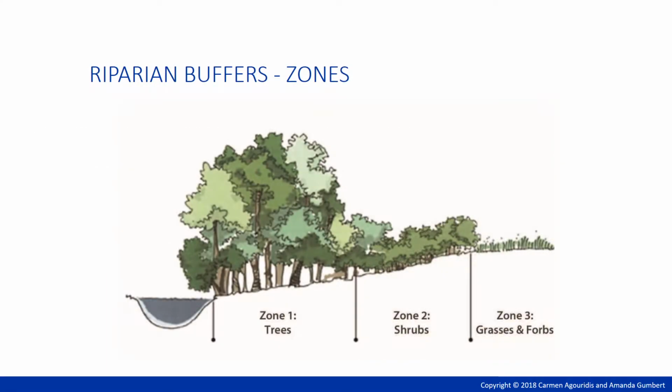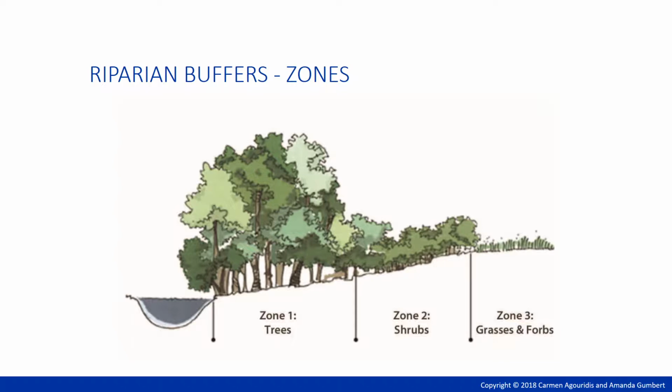Riparian buffers, also called stream buffers or buffer zones, are transitional zones between a water body and an upland area such as a mowed lawn or field. Buffer zones often consist of 3 zones of planted native species.